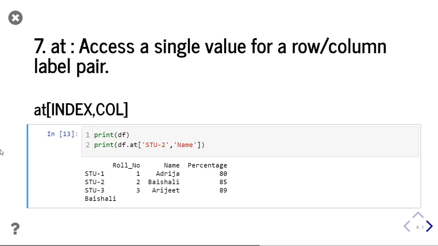Sometimes if you don't want to use your column name and index name, then you can give the position value of it. The first is 0, second is 1 and third is 2. Likewise your indexes will also start from 0, 1 and 2, and it will go on till the number of rows minus 1. So you can give your index positions and column positions when you use iat.